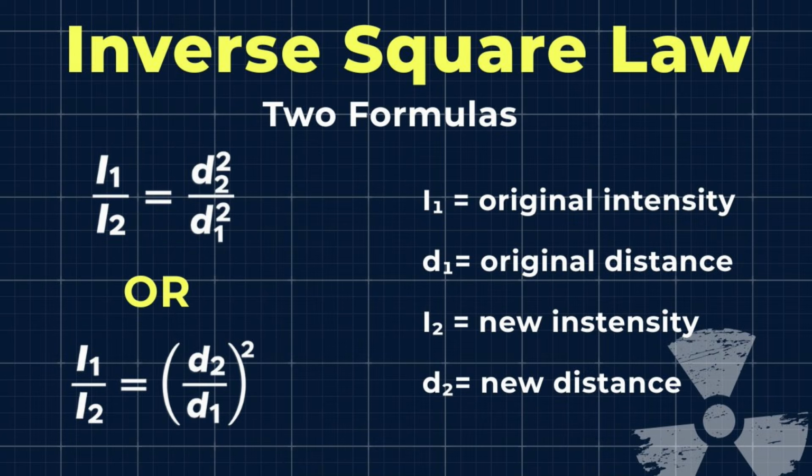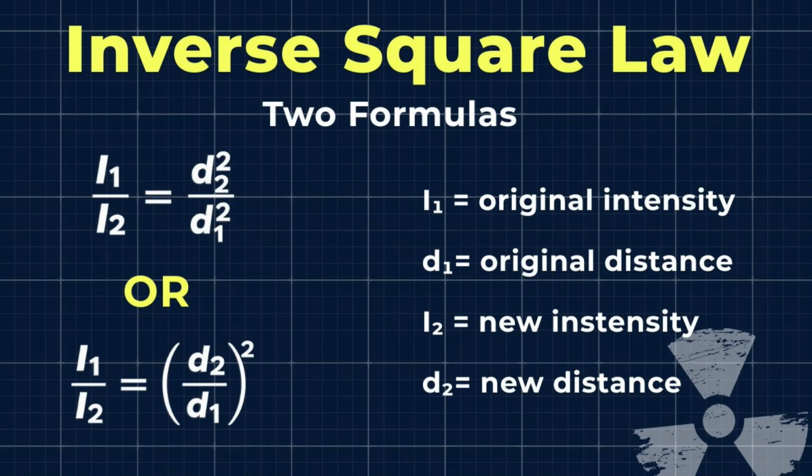Speaking of math, this is the inverse square law formula. You should definitely put this formula to memory, and the best way to do that is by doing as many examples as possible. We see here that I1 is the original intensity, I2 is the new intensity, D1 is the original distance squared, and D2 is the new distance squared. Don't forget to square the distance when doing the math. A lot of students get those problems wrong because they don't square the distance.